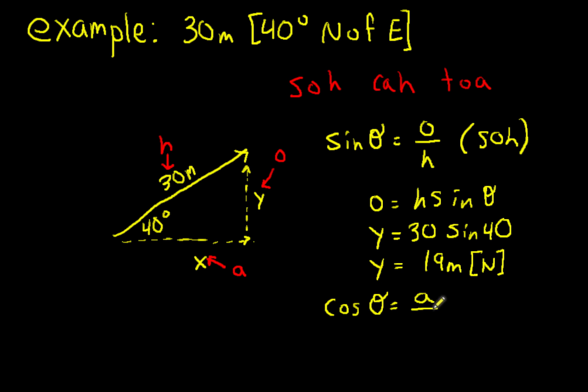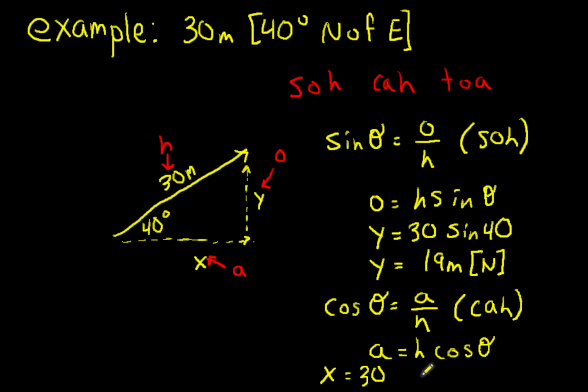Cos theta is adjacent over hypotenuse, which is what CAH tells us in SOHCAHTOA. The adjacent equals h times cos of the angle. So x equals 30 times cos of 40, which is 23 meters to the east.